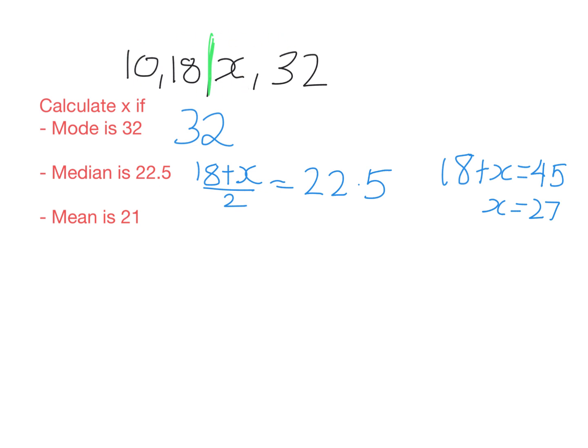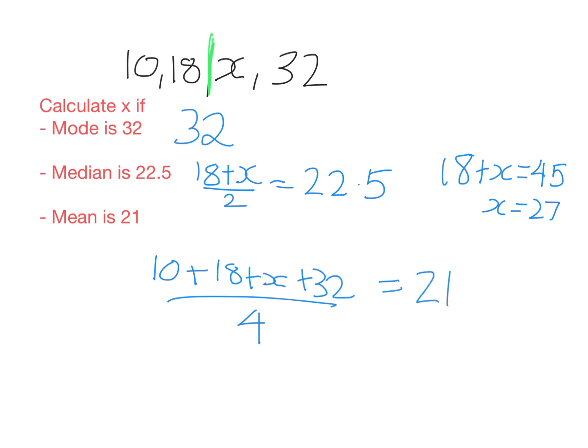All right, what about the mean? Well, we're going to do something similar. The mean is found by adding up all of the scores and dividing by how many there are. So in this case, I'm going to divide by 4 because there are 4 scores. So this is the mean, and we're told the mean equals 21. So let's go ahead and solve this. 10 plus 18 plus 32 is 60. So on top we have 60 plus x, on the bottom 4, and that equals 21.